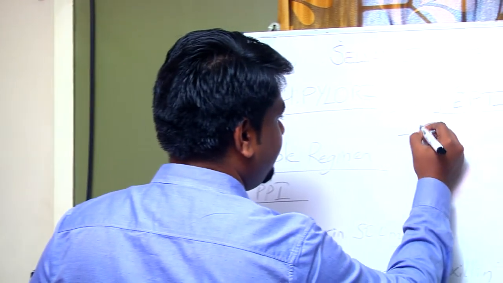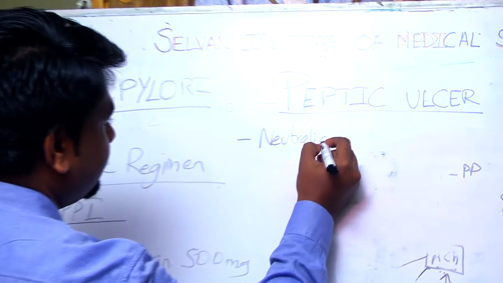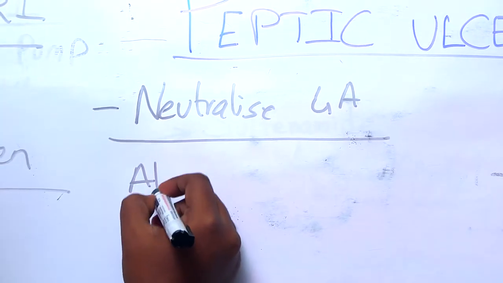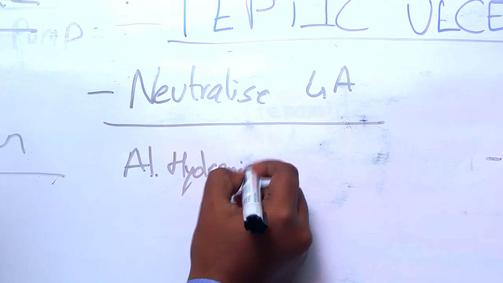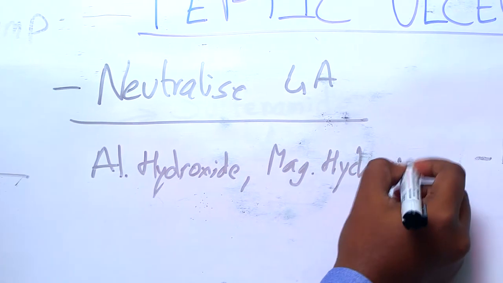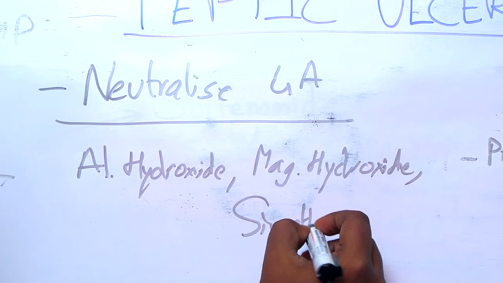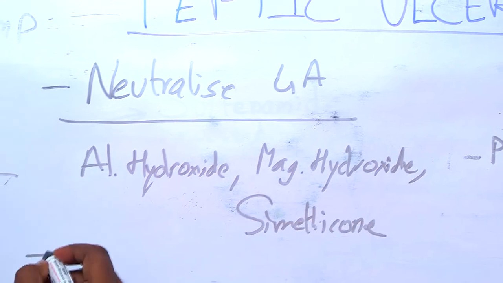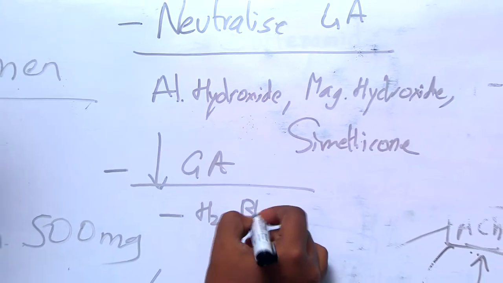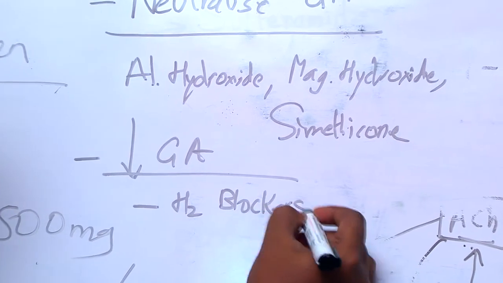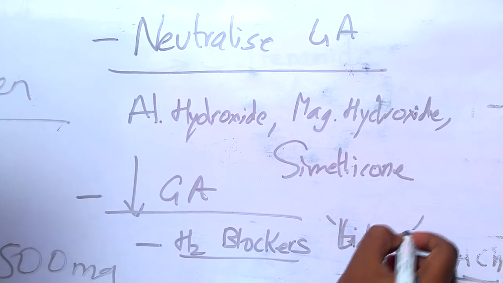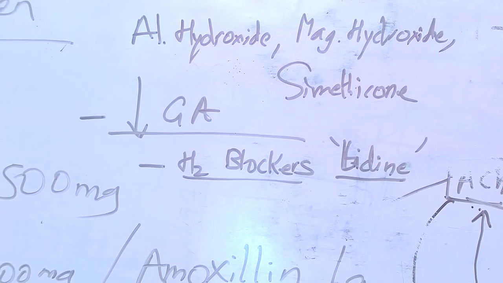So one is we neutralize the gastric acid. How do we neutralize the gastric acid? With aluminium hydroxide, magnesium hydroxide and various other drugs like simethicone and other drugs. Next, we decrease the gastric acid secretion. For that we have H2 blockers, the tidine group. So you can remember with tidine: ranitidine, cimetidine. They all fall under the H2 blockers group.